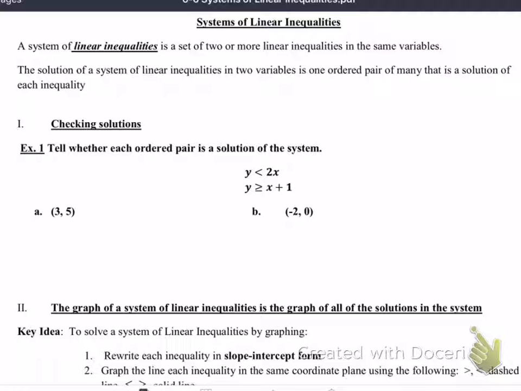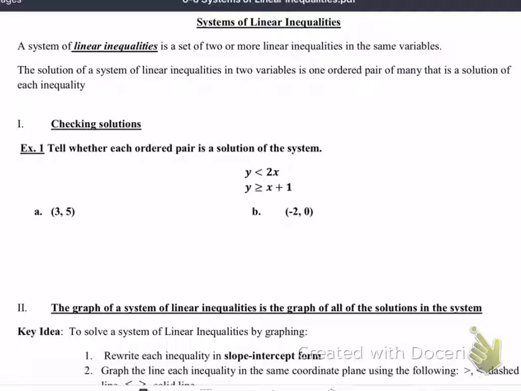A system of linear inequalities is a set of two or more linear inequalities in the same variables. The solution is lots of solutions, and it's going to be all the shaded parts. So if we look at example 1, this is the first part, checking solutions. The directions say tell whether each ordered pair is a solution of the system.